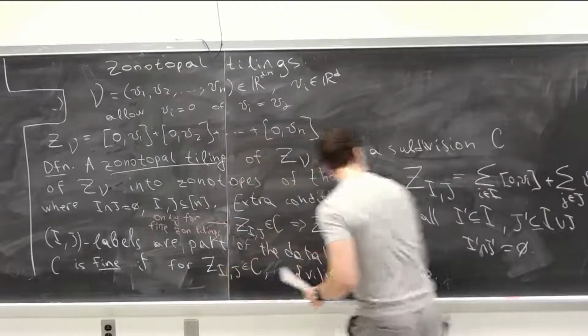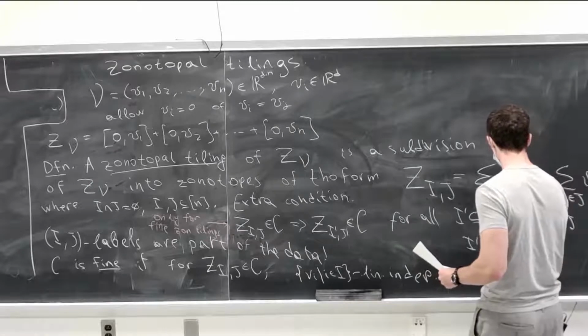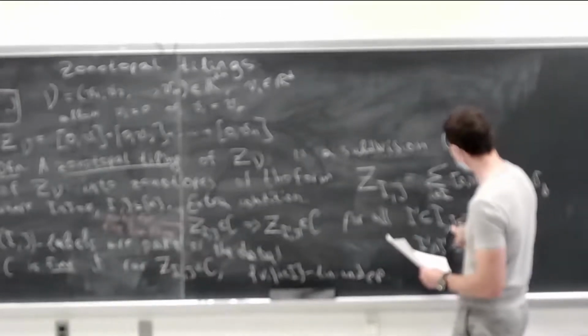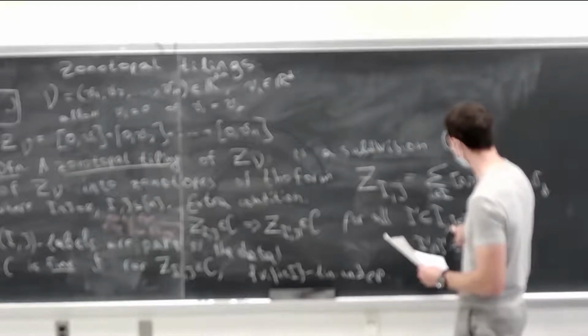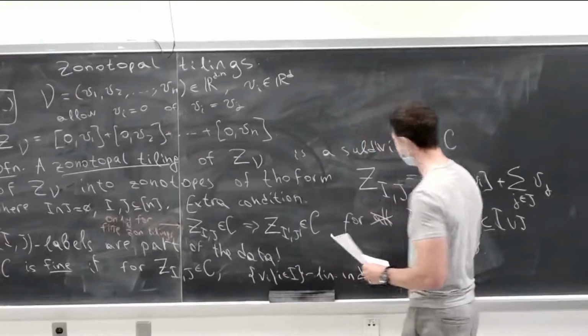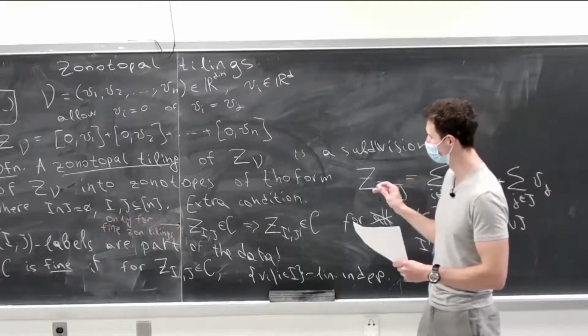First of all, indeed, J prime should be contained inside J. It should contain J, and also it shouldn't be for all. It should be only for those which correspond to the faces.